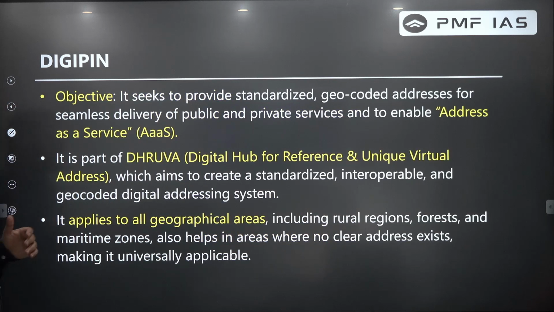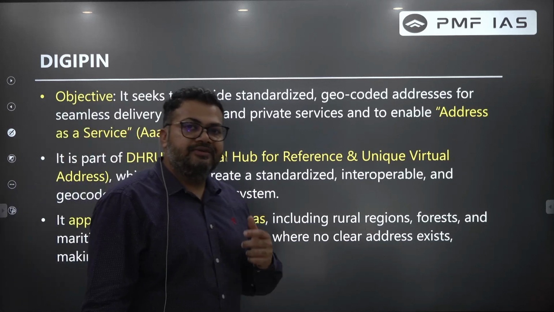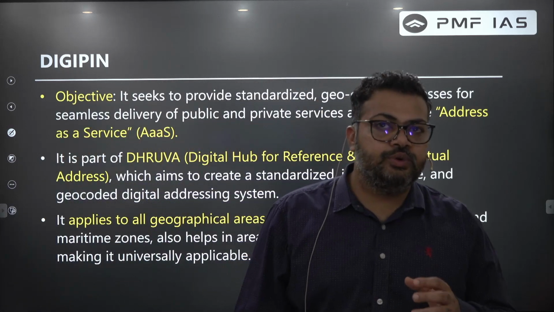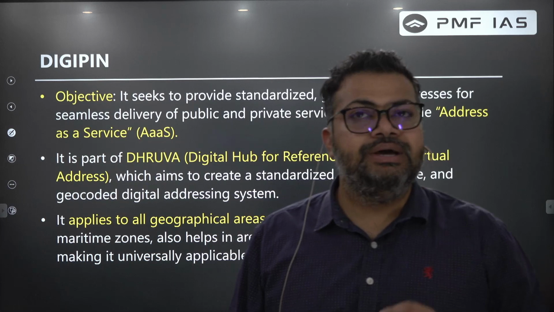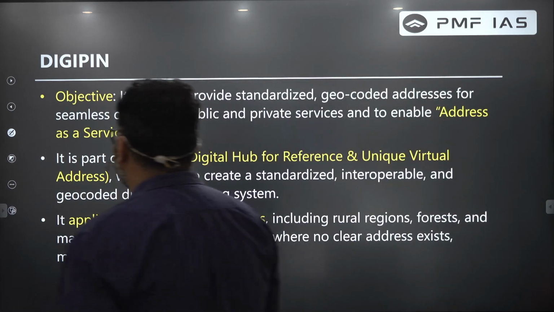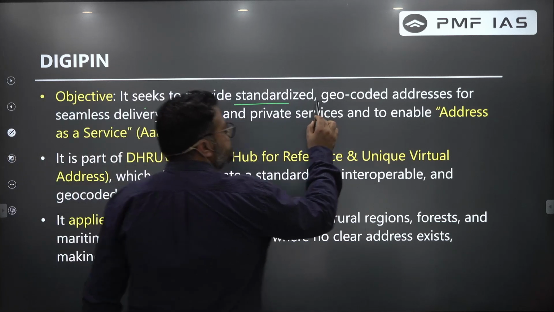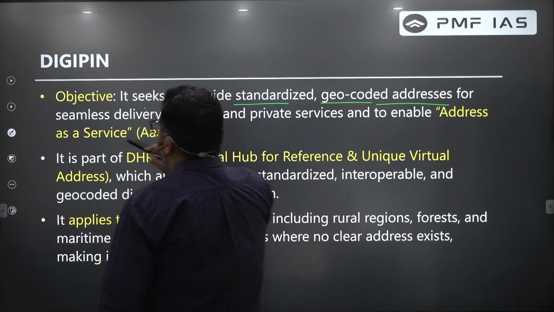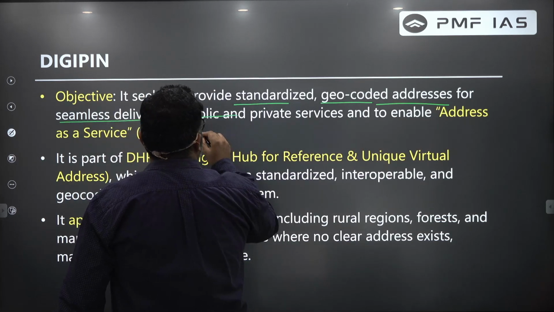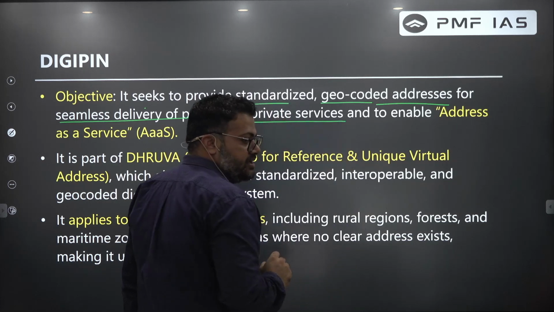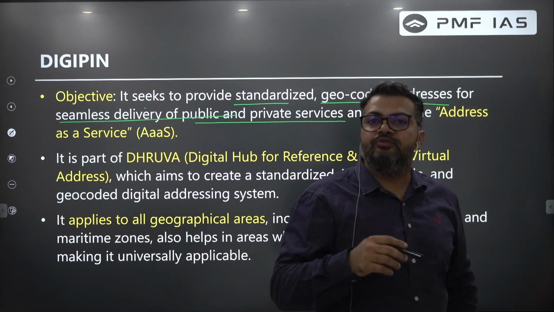Now there is a term that has got really popular, which UPSC can again ask. So if you look at the objective of this initiative, the term will also be very clearly understood. It seeks to provide standardized geocoded addresses for seamless delivery of public and private services. So the idea is basically to improve logistics.